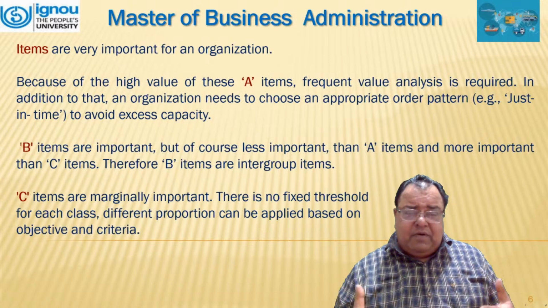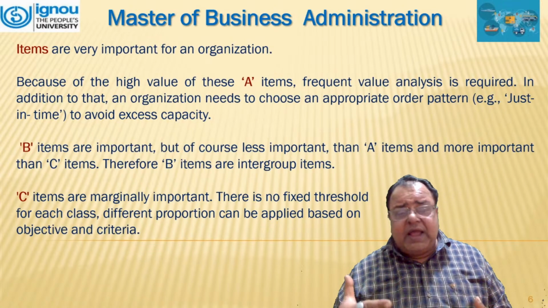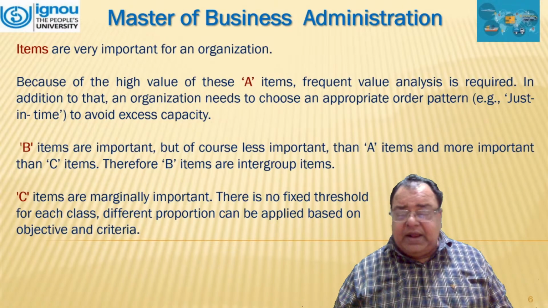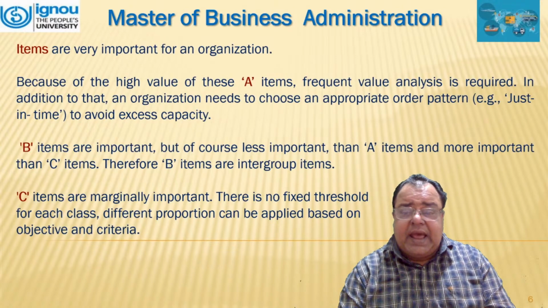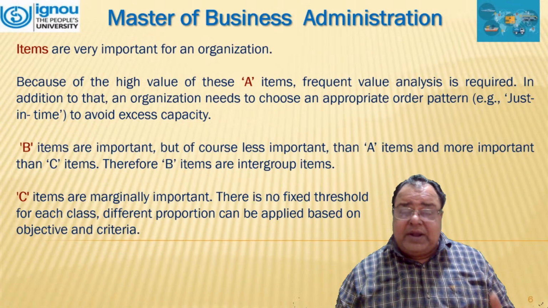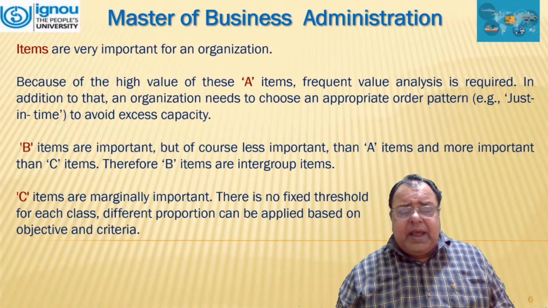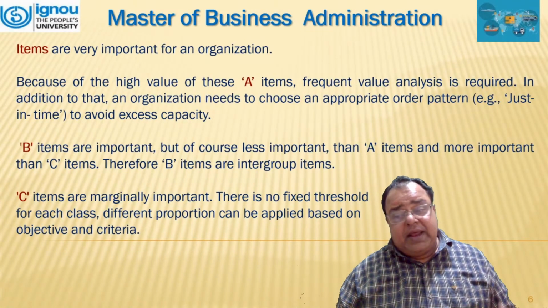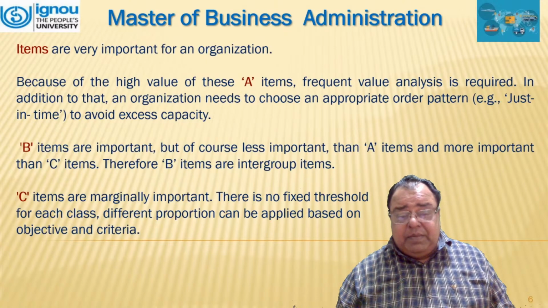A items are very important for an organization because of the high value of these items. Frequent value analysis is required. In addition to that, an organization needs to choose an appropriate order pattern that is just in time to avoid excess capacity. B items are important, but of course less important than A items and more important than C items. Therefore, B items are intermediate group items. C items are marginally important.